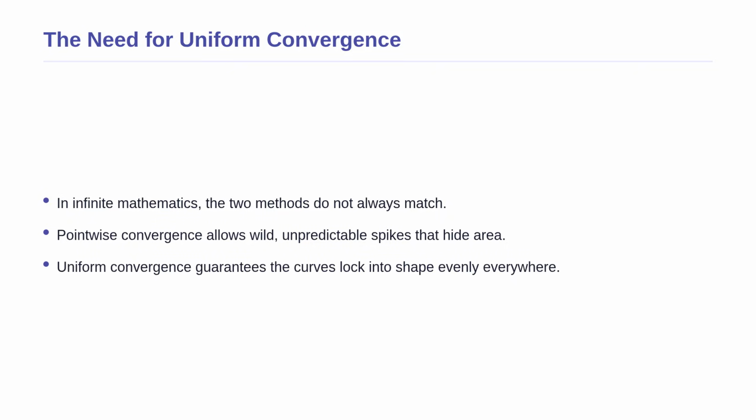To safely swap the limit and the integral, we need a strict, non-negotiable condition called uniform convergence. Uniform convergence means that the sequence of functions approaches the final limit function at a consistent, guaranteed speed across the entire interval. It ensures the curves lock into their final shape evenly everywhere at once, without any wild, unpredictable spikes that could hide extra area.